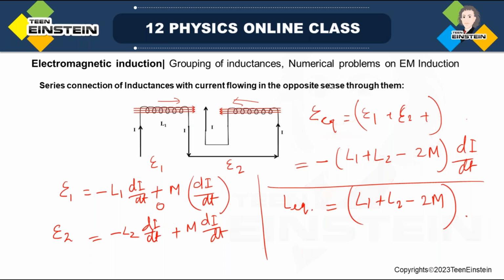So students, we can see there are two types of series combinations of inductors. In one case, the same current is flowing in the same direction, but in this case, same current is flowing in the opposite direction. So that's why there is a modification over here in the mutual inductance part. Okay, so we'll just go to the next part.